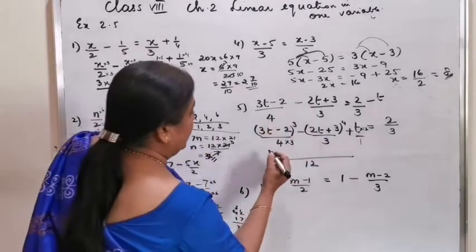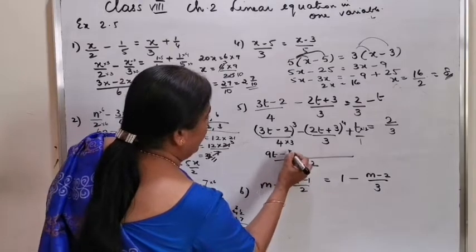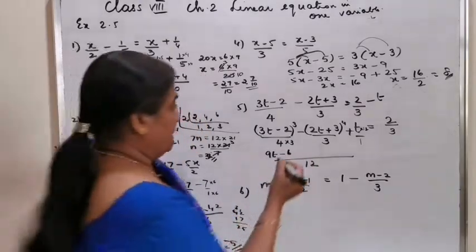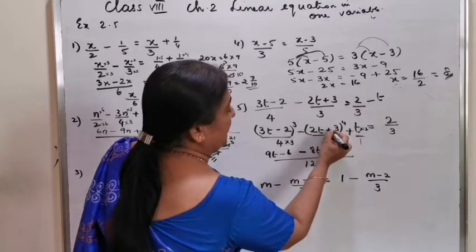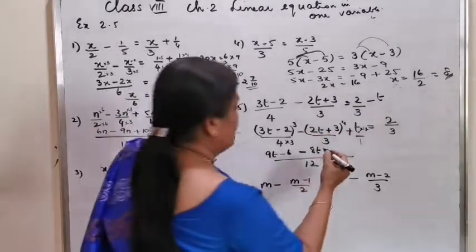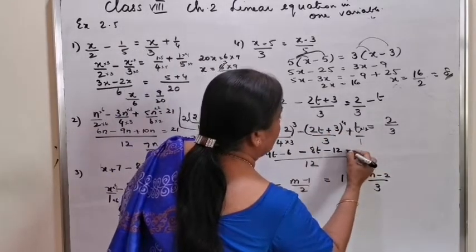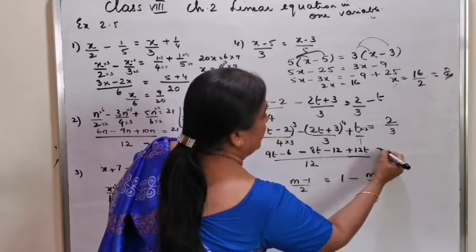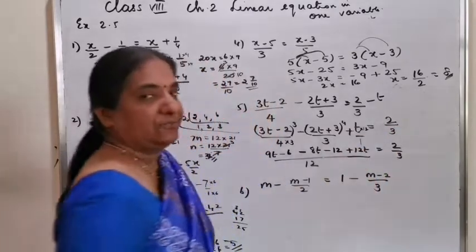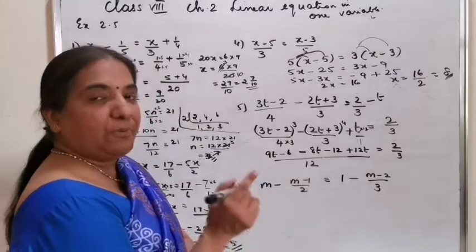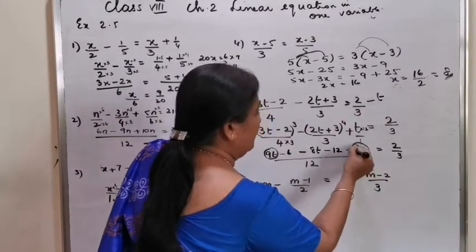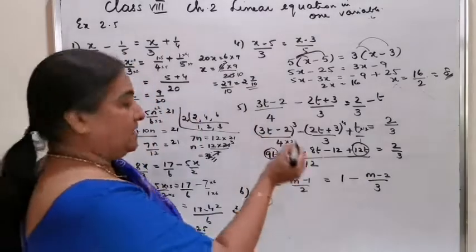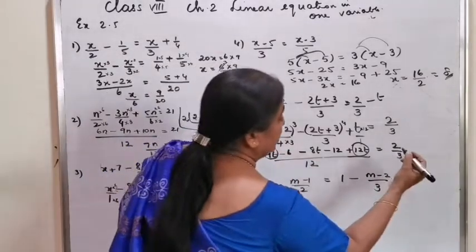So 9t minus 6, minus 2 4s are 8t, minus into plus is minus 12, plus 12t is equal to 2 by 3. Add all the positive numbers: 9 plus 12 is 21. 21 minus 8 is 13t.